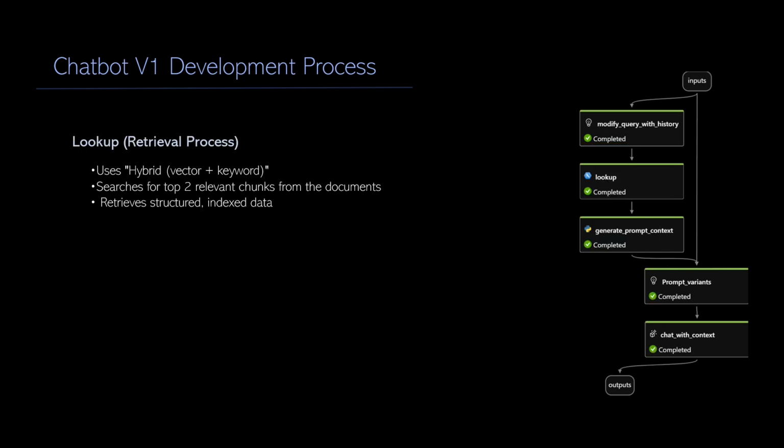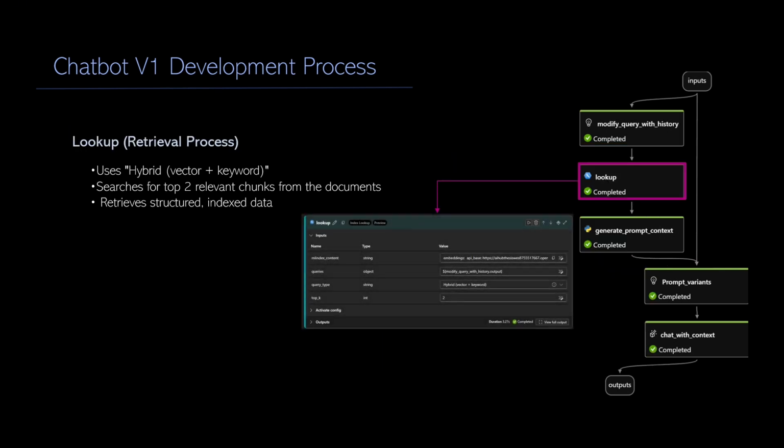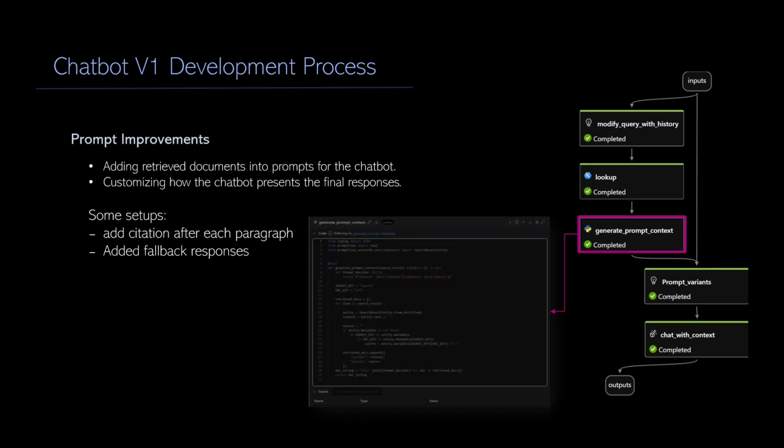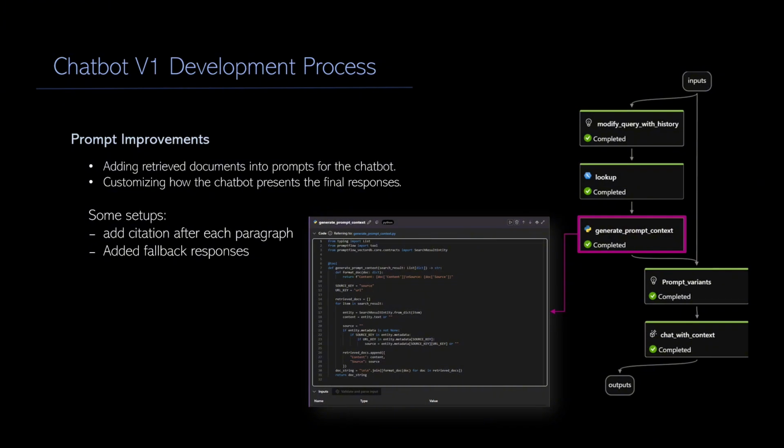Then for the retrieval process, this part was added to find relevant information from the company data, and I selected hybrid, which is vector and keyword search, for better retrieval. Then the retrieved documents were added into prompts and I customized how the chatbot provides the final answer.